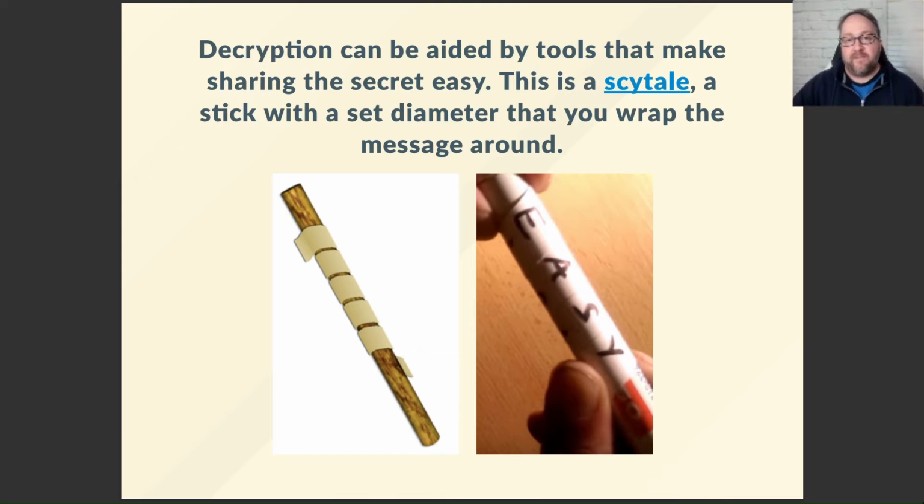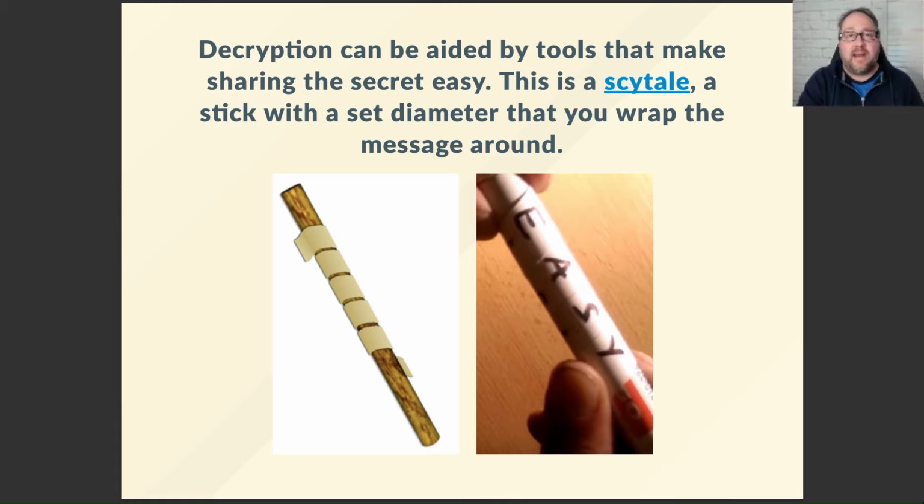But what if you take your message and you wrap it around a rod of a certain width, and when you wrap it around that specific width, you can read the message? This is an old concept called a scytale that the Greeks used. This concept allowed them to share the rod. The rod is the secret. That's the cipher in this example. It's a physical manifestation of the way to decrypt the message.